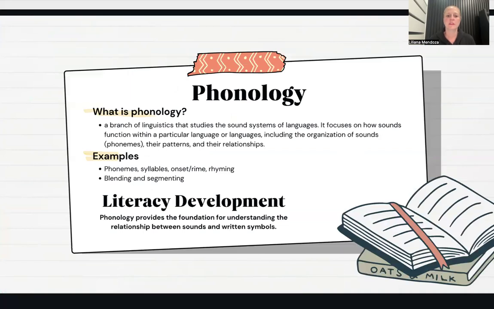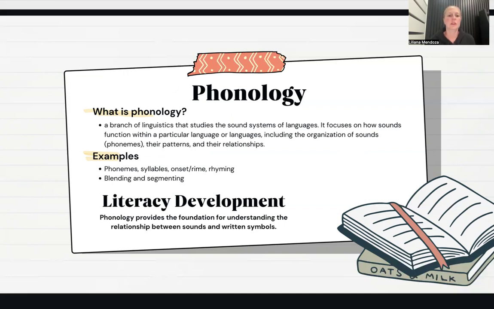Phonology is a branch of linguistics that studies the sound systems of languages. It focuses on how sounds function within a particular language or languages, including the organization of sounds, their patterns, and their relationships. Some examples include phonemes, which are the individual sounds in words, syllables, which is how a word is divided into parts, onset and rime, which is the beginning part of a word, and then the vowel and everything after is the rime, and rhyming, which are words that have the same ending. Another example is blending individual phonemes to make a word and segmenting a word into its individual phonemes.